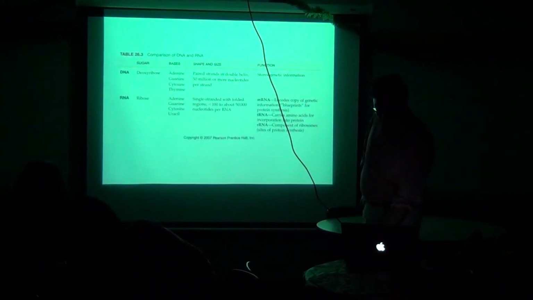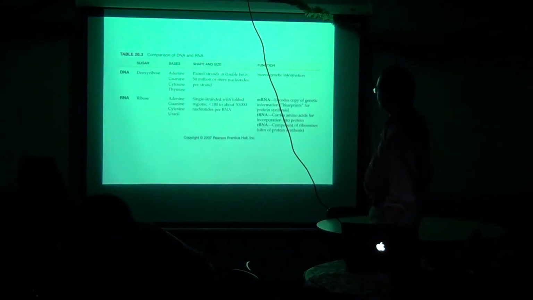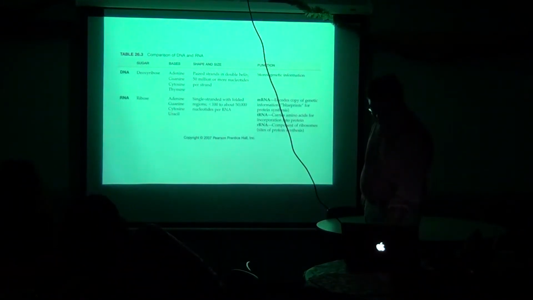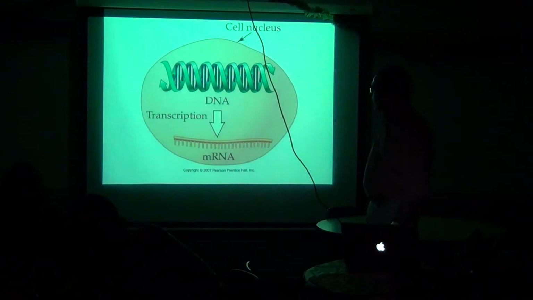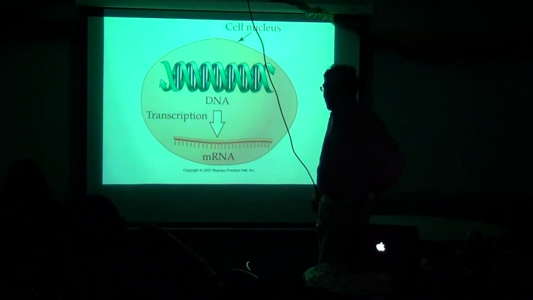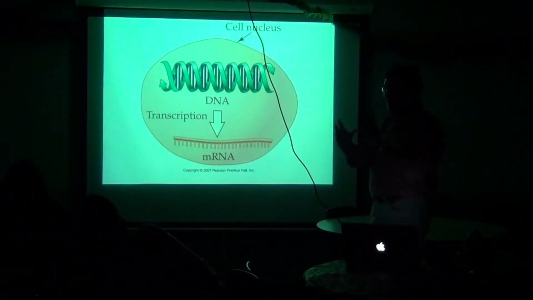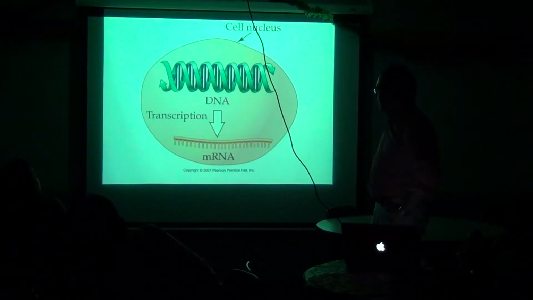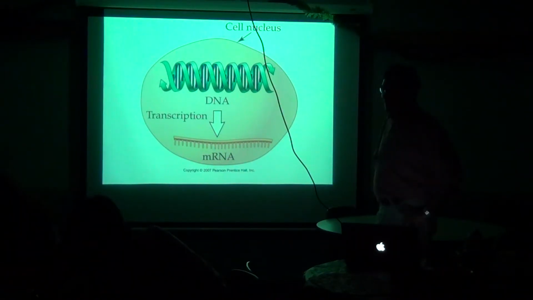Okay. This table again tells you what the difference between DNA and RNA is. We won't go over that. So where is the DNA in the cell always? Which part of the cell? In the nucleus. Then where does transcription take place? In the nucleus, because DNA is in the nucleus. What about protein synthesis? Where does that take place?